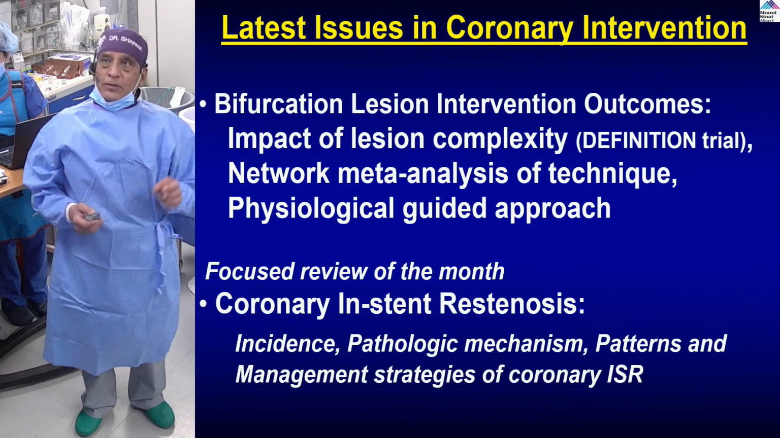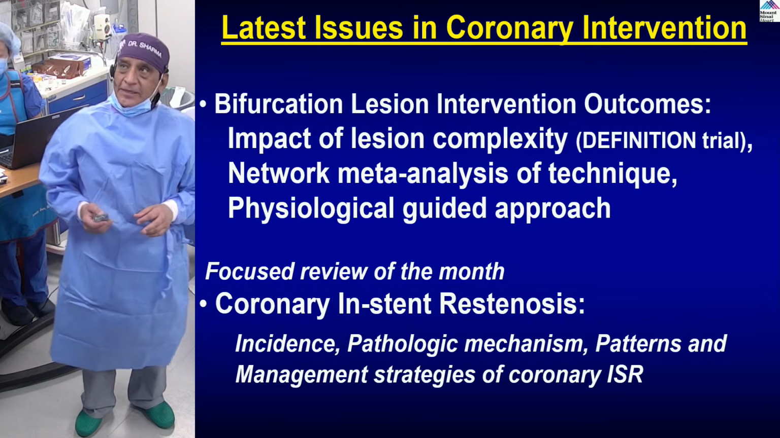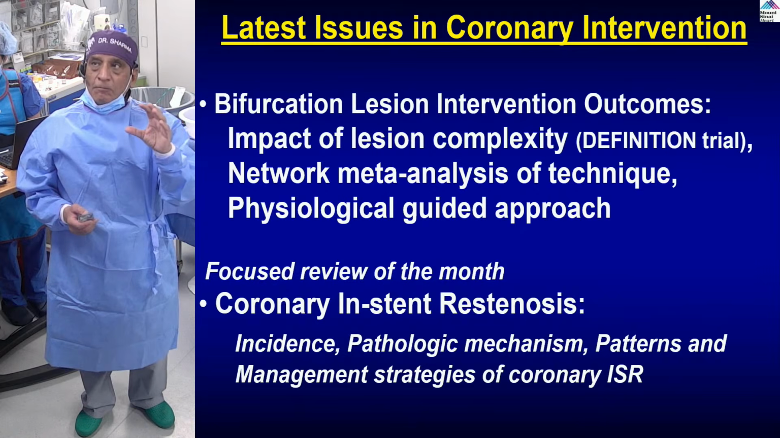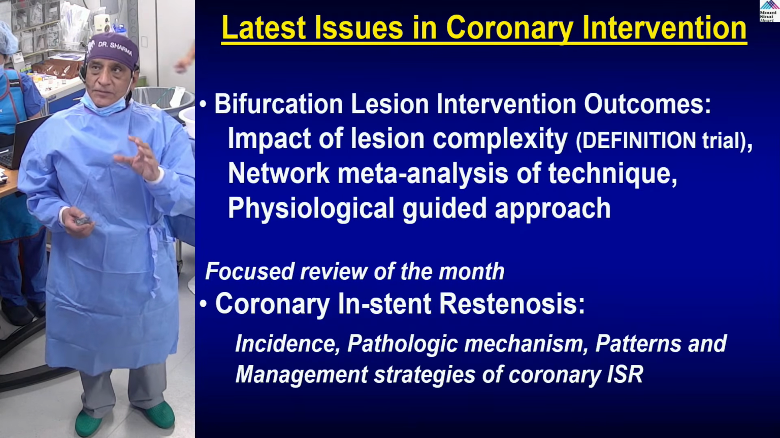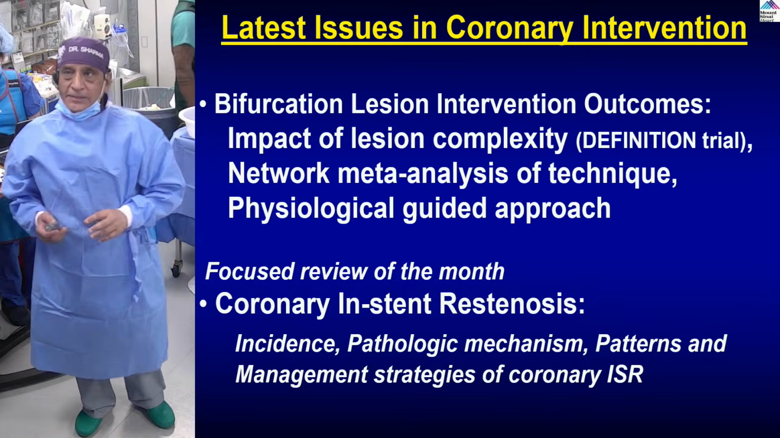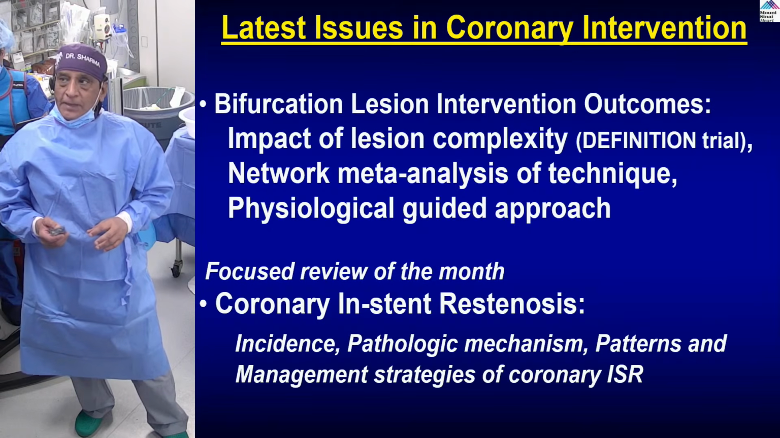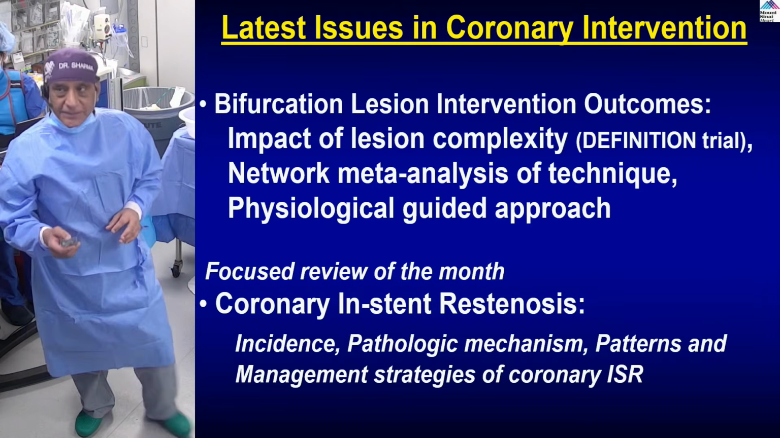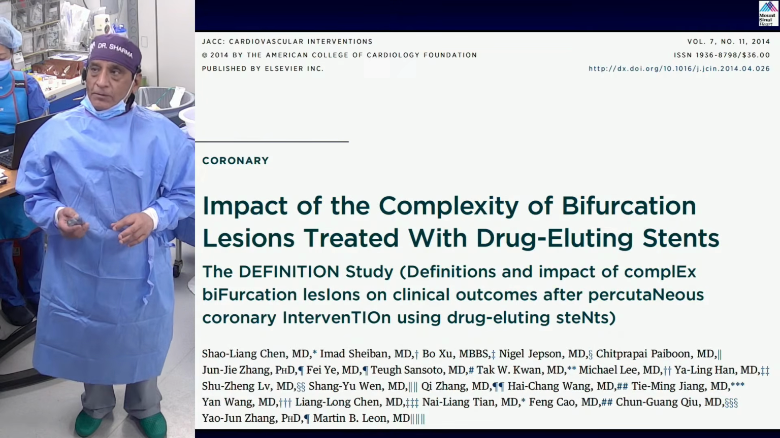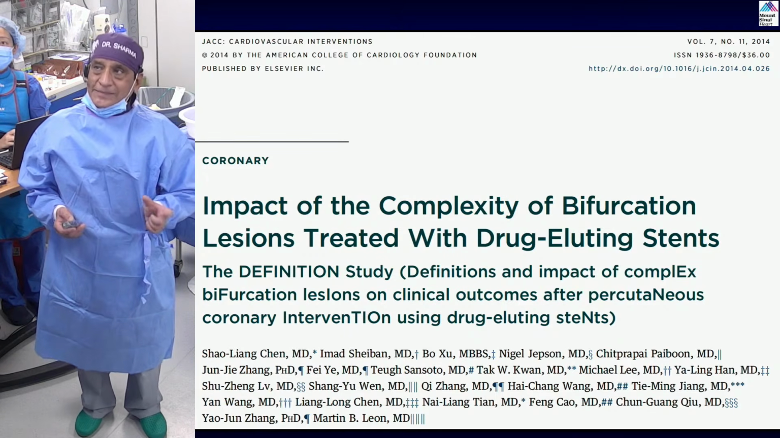So today we are going to talk very quickly. In our next 10 minutes, we have the bifurcation lesion intervention outcomes by 3 separate papers: impact of lesion complexity, network meta-analysis of the techniques, and the physiological guided approach. And then the focus review of the month is coronary in-stent restenosis: incidence, pathologic mechanism, patterns, and management strategy of coronary ISR. Actually, it is a paper by us in JACC and our fellow Gennaro, as well as a simultaneous paper in EuroIntervention. So let's talk about the complexity of the bifurcation.